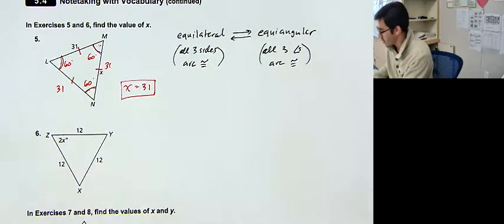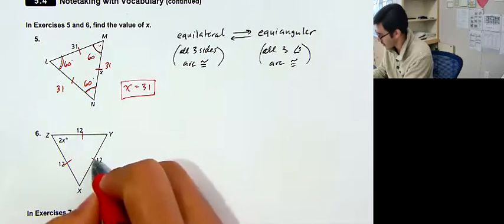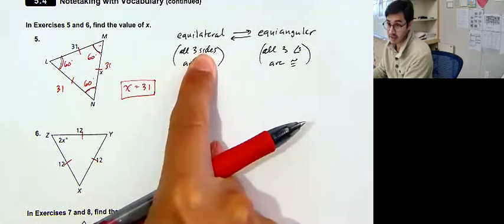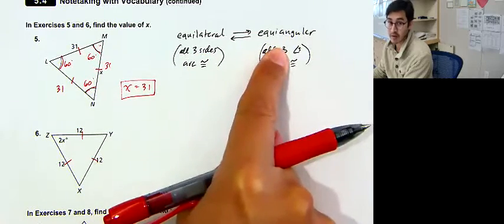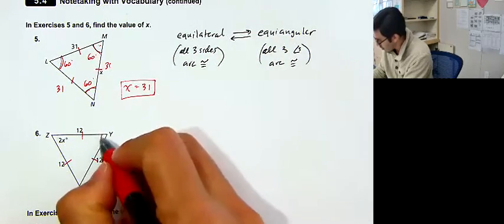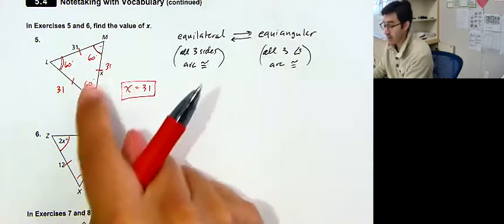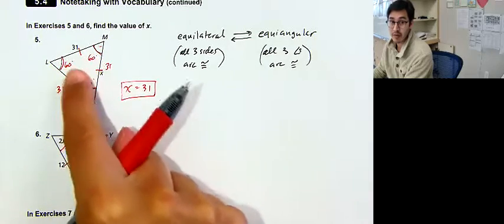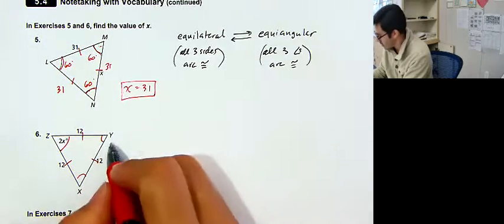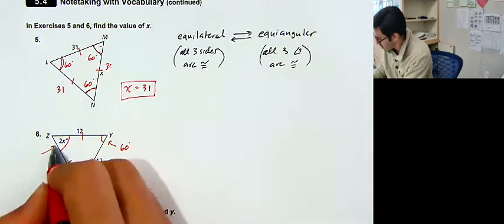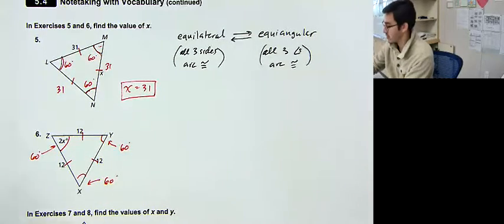Right, if we look at question number 6, okay, we see that all three sides are 12. So that means all three sides are congruent to each other. This is an equilateral triangle, but because it is equilateral, we can claim that it is also equiangular, okay? That all three angles are congruent. Now we just mentioned up here that if it is equiangular, then all three angles have to be 60 degrees. So this is 60 degrees, that is 60 degrees, and that is 60 degrees, okay?